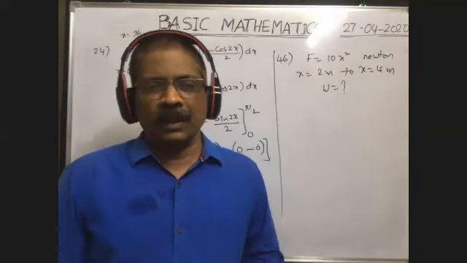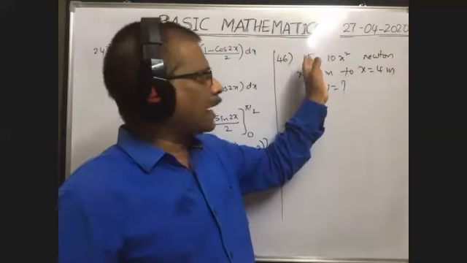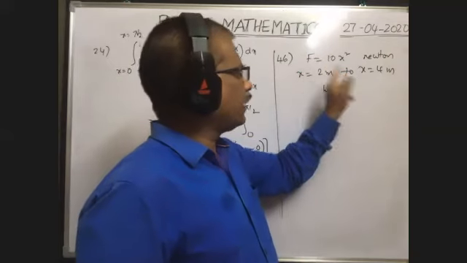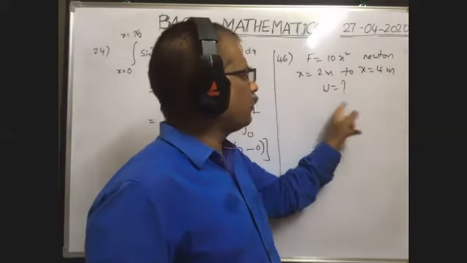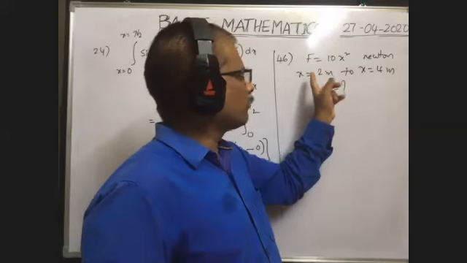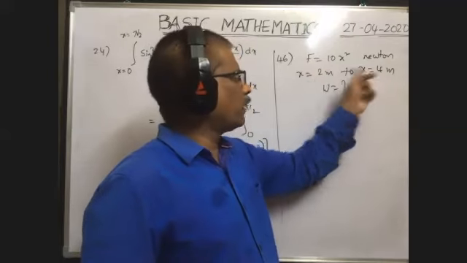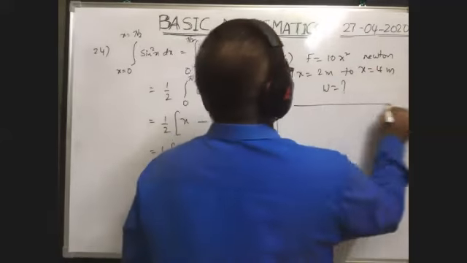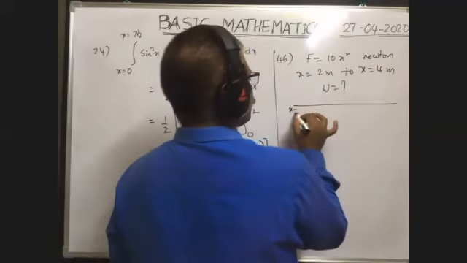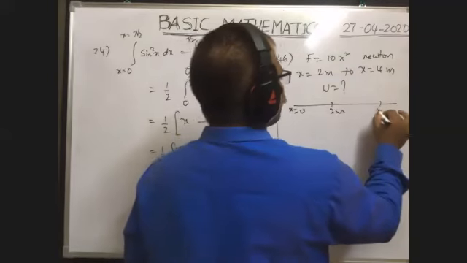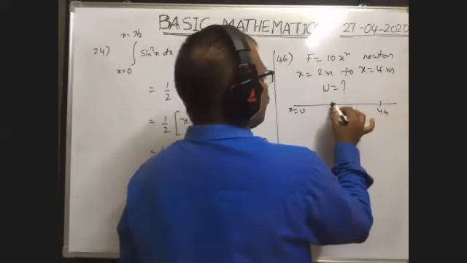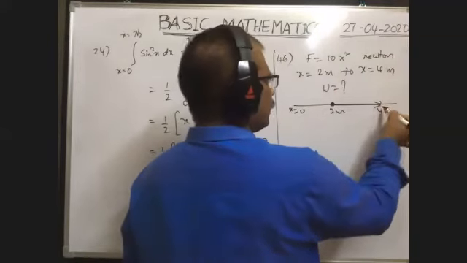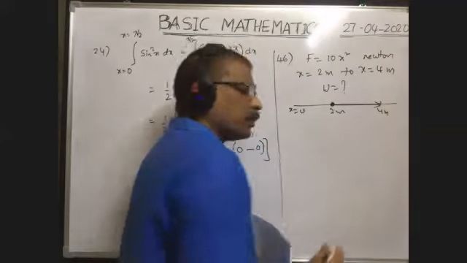Actually, if the force acting on a body is constant, then force into displacement of the body is equal to work done. Displacement means from 2 meter to 4 meter, means 4 minus 2. 2 meter displacement it has covered. Because suppose it is the x-axis, here x equals 0, here 2 meter, here it is 4 meter. The particle travels from x is equal to 2 meter to 4 meter, up to this only. Then what is the displacement? 4 minus 2, 2. 2 meter is the displacement.